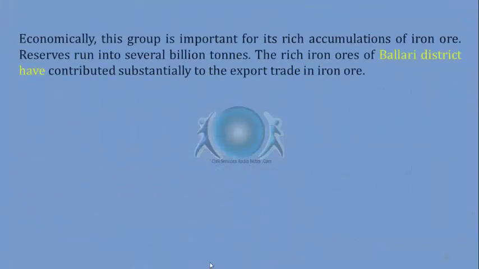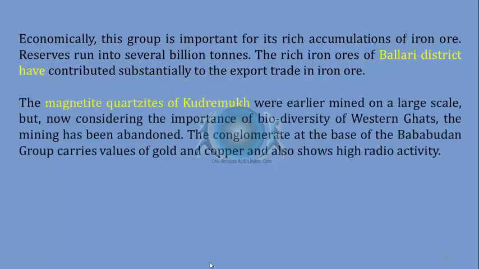Economically, this group is important for its rich accumulations of iron ore. Reserves run into several billion tons. The rich iron ores of Bellary district have contributed substantially to the export trade in iron ore. The magnetite quartzites of Kudremukh were earlier mined on a large scale, but now, considering the importance of biodiversity of the Western Ghats, the mining has been abandoned.